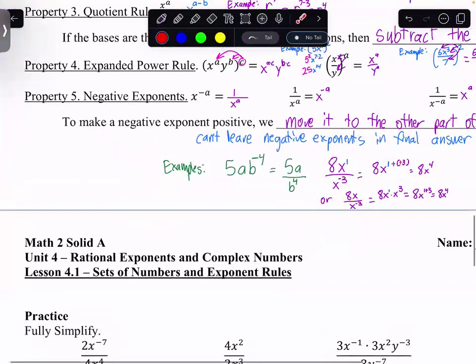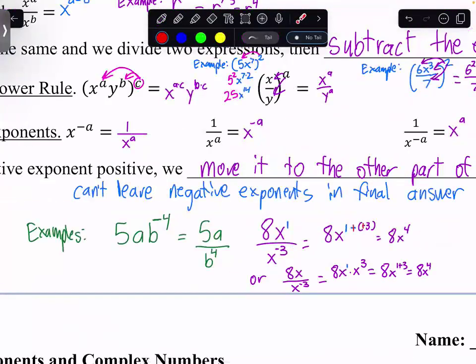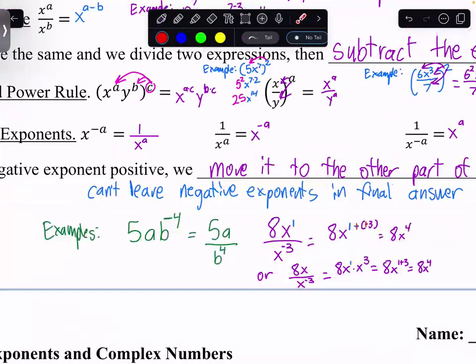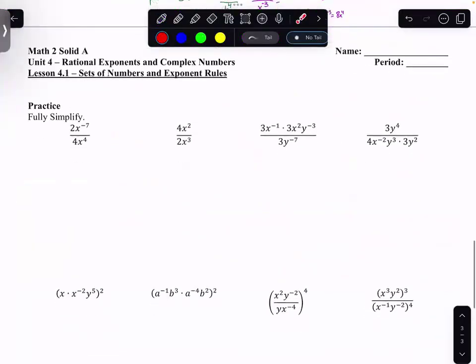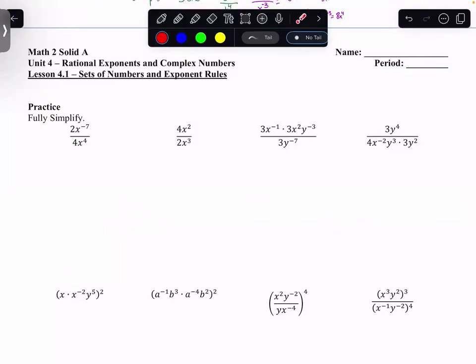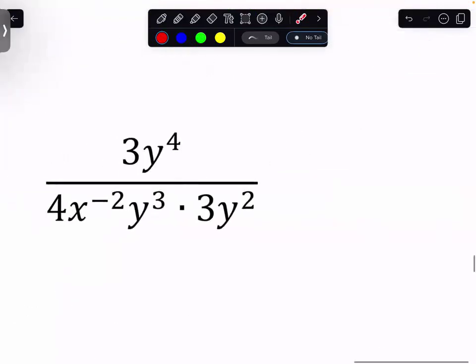Okay, so questions on any part of this? Okay, so let's jump to this last page. Here we're just going to combine some of the rules, right? So instead of seeing the rules one at a time, we're going to try to do more than one. Okay, so let's do the top right problem together.